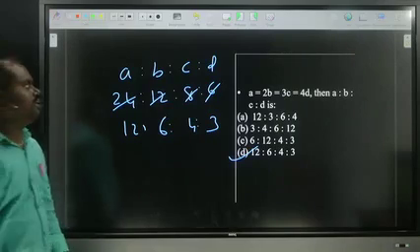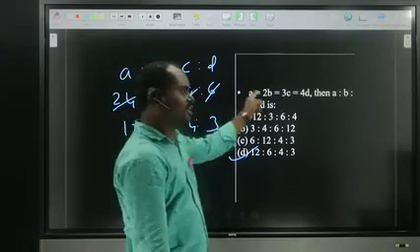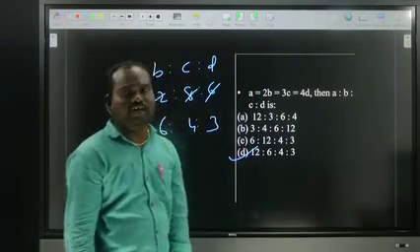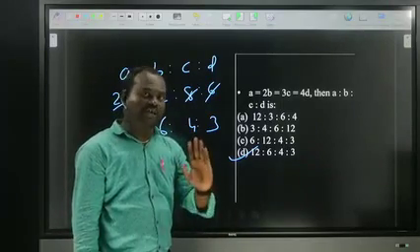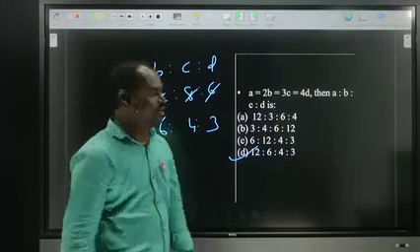Okay? Whenever the condition is in multiplication manner, inverse ratio logic we should take. Whatever term you require, leave that, multiply the remaining. Okay?